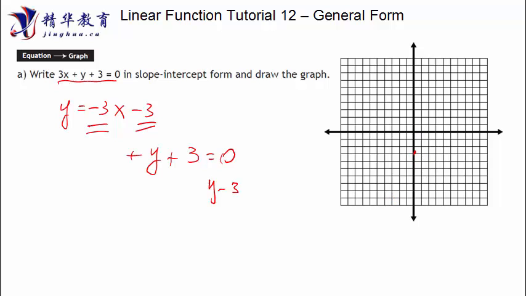Okay, good. Let's write in the other one. It's 3x plus y plus 3, right? Now use your finger to cover this part. What do you have? It's 3x plus 3 equals 0, right? That means 3x equals negative 3 and x equals negative 1. Okay? Negative 1 is here. Good. You connect these 2 points and then you're finished.